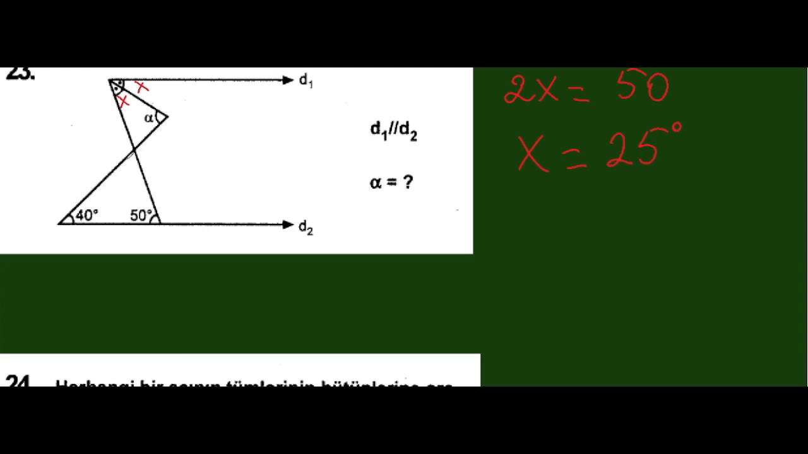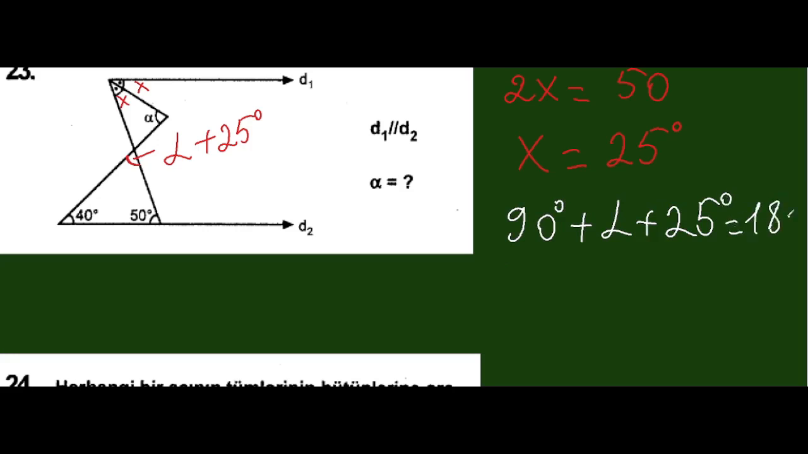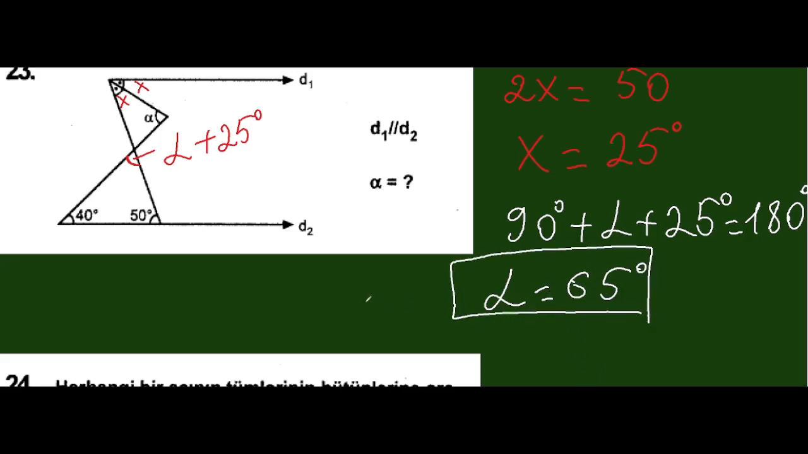So this angle will be alpha plus x. X is 25 degrees. So we know that 40 plus 50. 40 plus 50 is 90 degrees, plus alpha plus 25 degrees will equal to 180 degrees. So from here we can find out alpha. Alpha will equal to 65 degrees. So we found alpha, and let's move on.